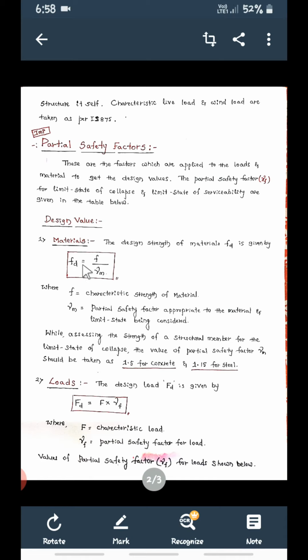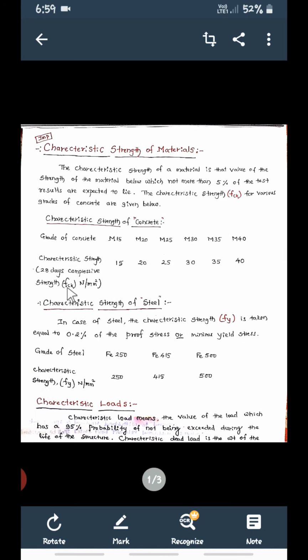FD is equal to F divided by gamma M. Remember this. To get the design values, we have to divide the characteristic strength by this partial safety factor. What is this F? F is the characteristic strength of material. So F, or you can say FCK, whatever you have written here. FCK is the characteristic strength of concrete and Fy is the characteristic strength of steel.